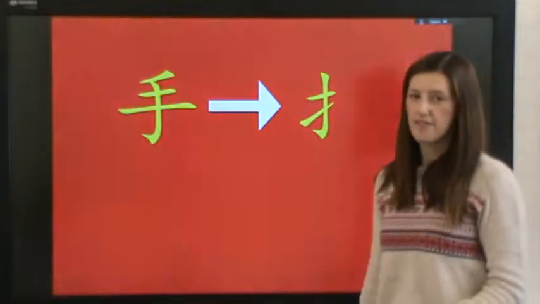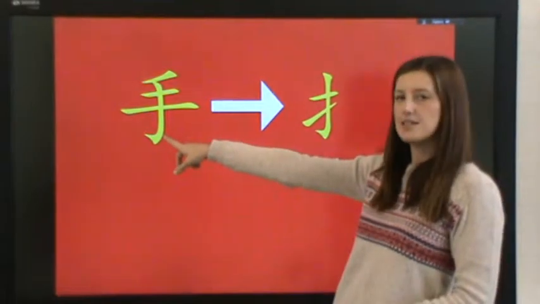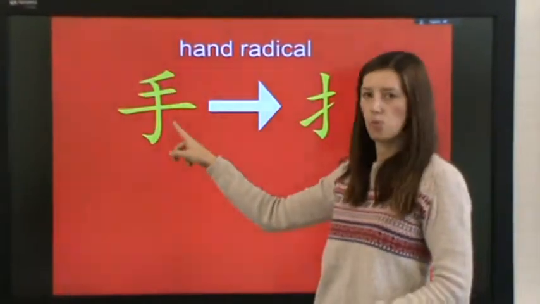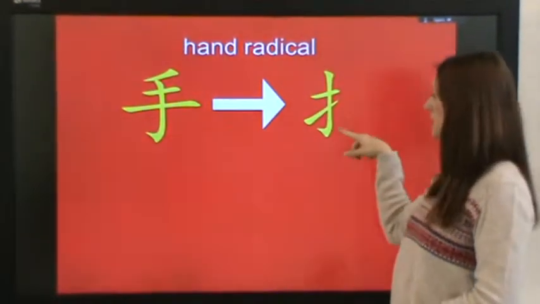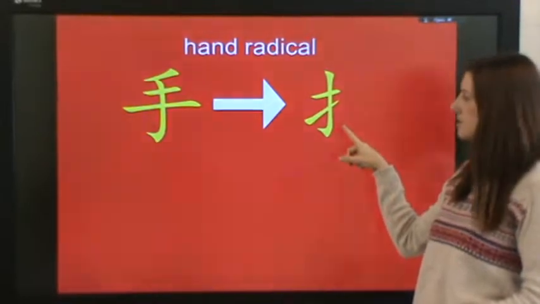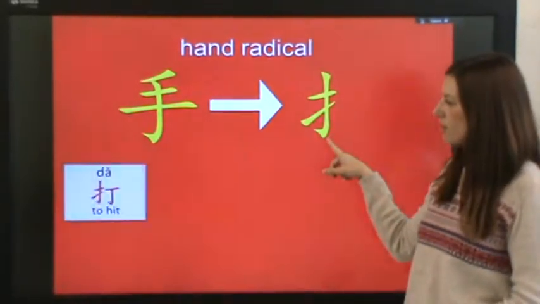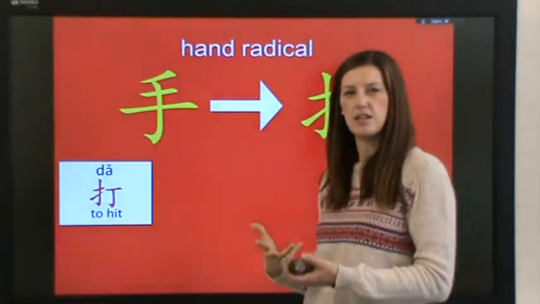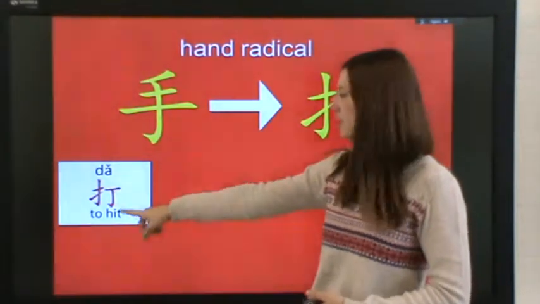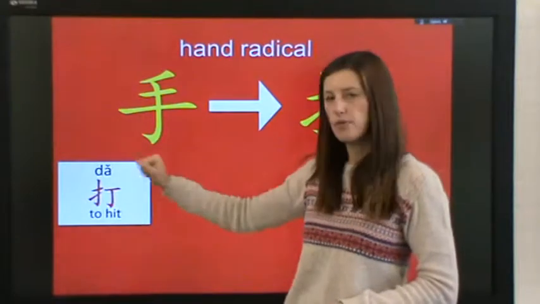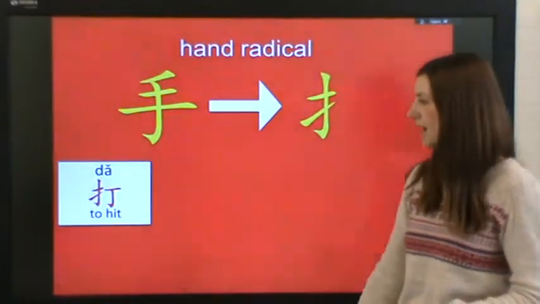So, moving on to our final radical, we have our hand radical. This can appear in one character on its own. When that moves into a radical though, it appears like this on the left-hand side of our character. So, as with the foot, this appears with any words really to do with the hands. So we have da, which means to hit. We hit with our hands, so we have our hand radical.